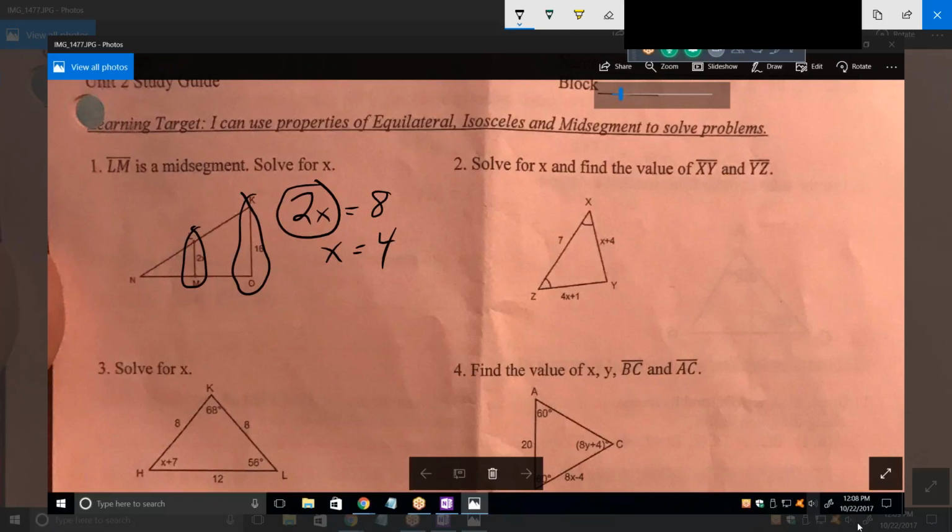Simple. Okay. Number 2, find the value of XY, that line, and YZ, that bottom line. And the way we're going to do that is, what kind of triangle is this, and why?